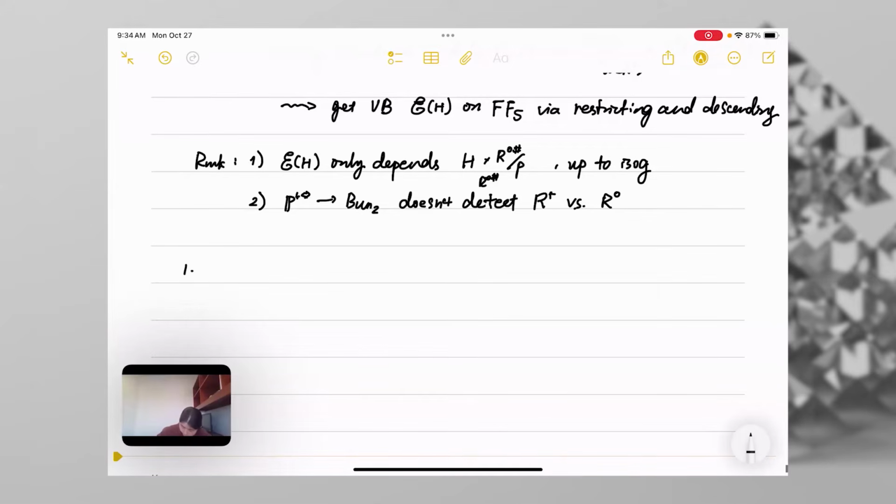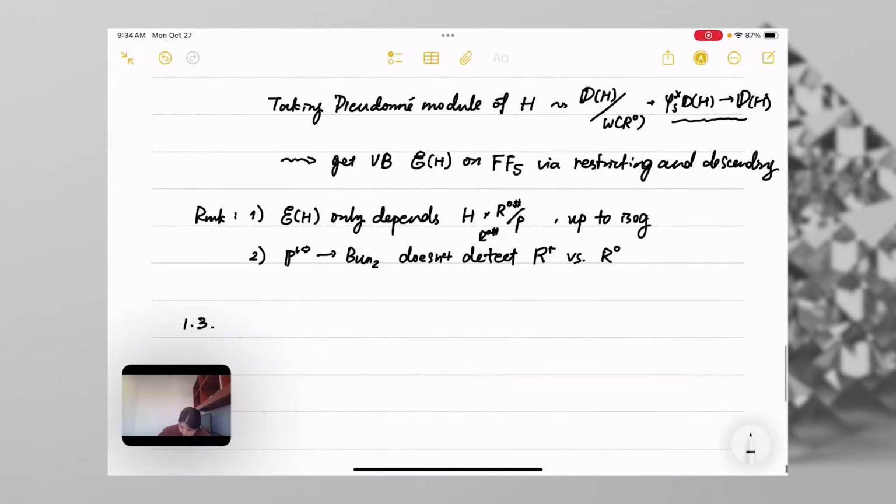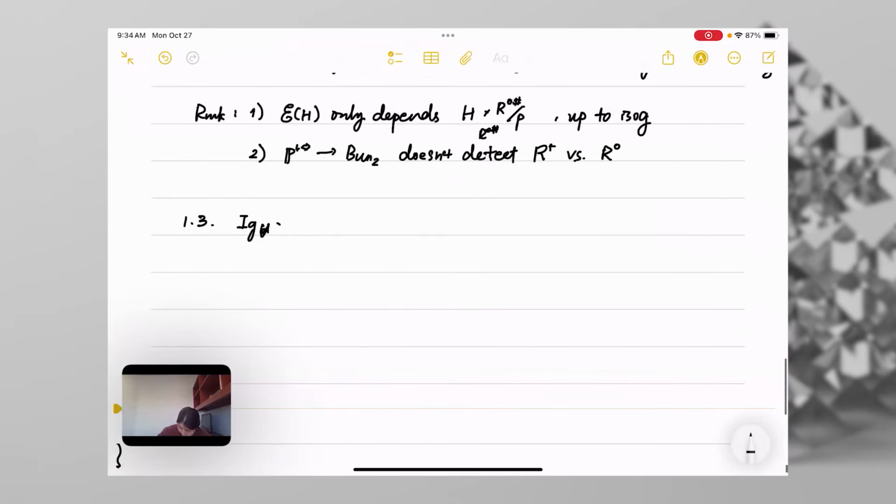So this is the previously already constructed part of the diagram. Now we move on to the Igusa stacks and the full Cartesian diagram.